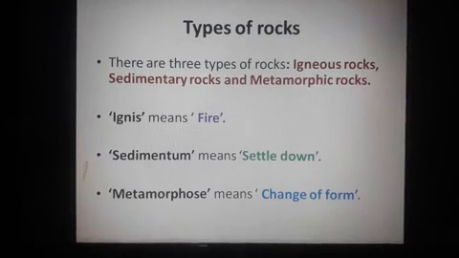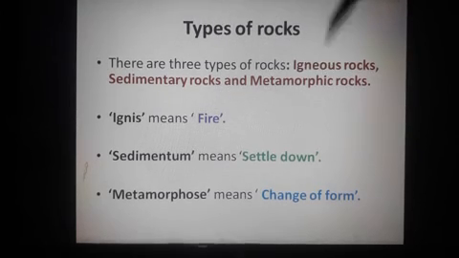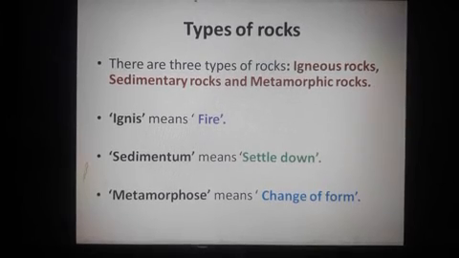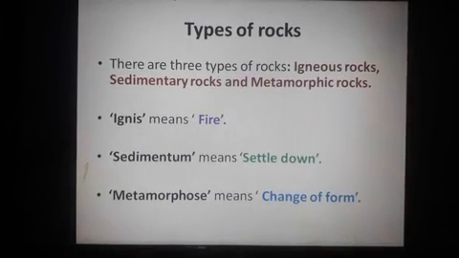We can say that on the basis of formation, appearance and the kind of minerals which constitute them, geologists have classified rocks into three major groups, and they are igneous rock, sedimentary rock and metamorphic rock. Today we are going to learn about two types of rocks, igneous rock and sedimentary rock. Next class we will read about the metamorphic rock.